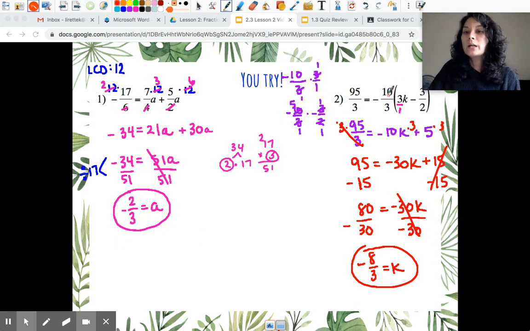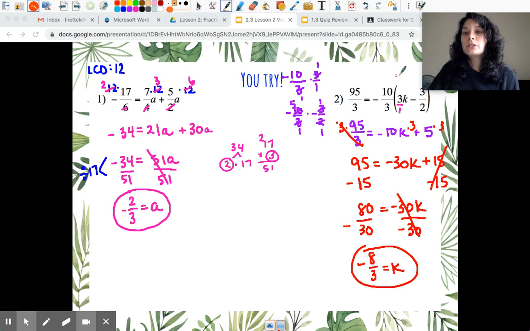The second one, you've got to distribute first, regardless of what method you use. I did a little bit of work off to the side to show you that. Negative 10/3 times 3 over 1, I just made it a fraction. The 3 is cross-canceled completely, leaving me with a denominator of 1, so I wrote it as a nice negative integer. Don't forget your variable k.